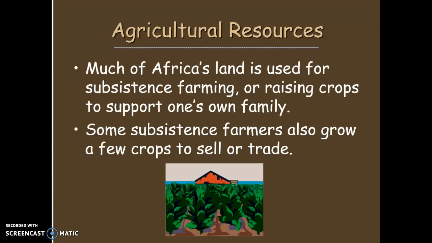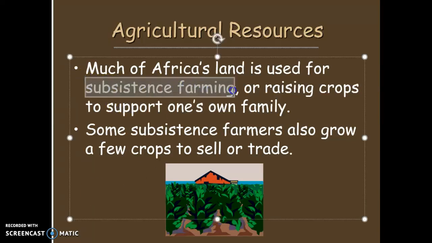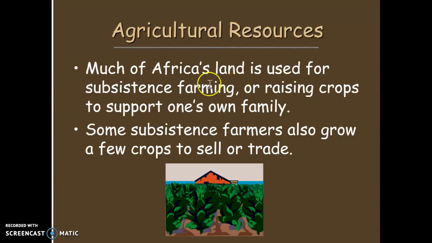All right, coming back to our presentation, agricultural resources. So much of Africa's land is used for subsistence farming, or raising crops to support one's own family. This definition is really important, so make sure that you have it in your notes. Subsistence farming means that you eat what you grow. So subsistence farmers grow vegetables and they grow fruits, things that they can readily eat. If they have extras, then they will sell or trade those extras for the things that they need.